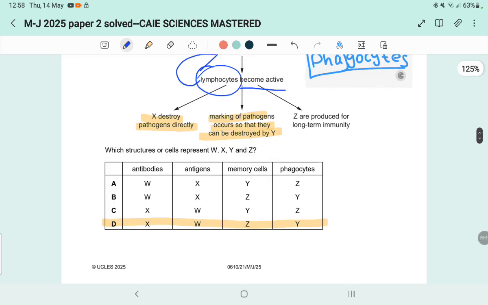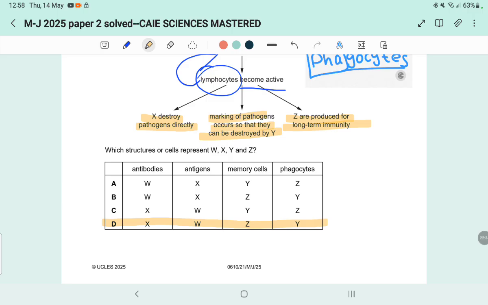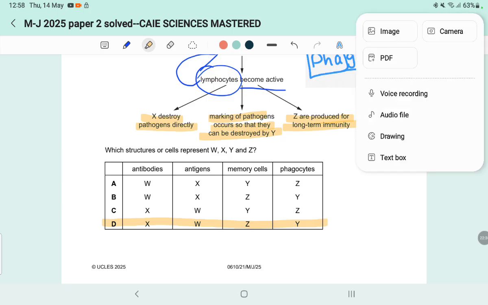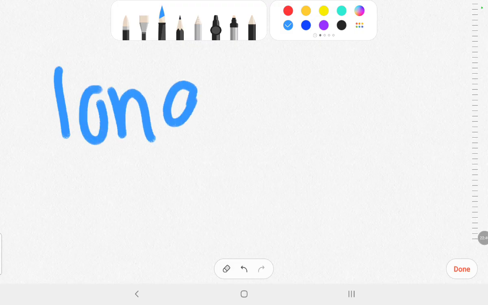Okay, now moving on to the next question. Before that, it's saying here that are produced for long-term immunity. Of course, memory cells. Memory cells are produced for long-term immunity. So we also have a chance to memorize it easily. You can write long-term.